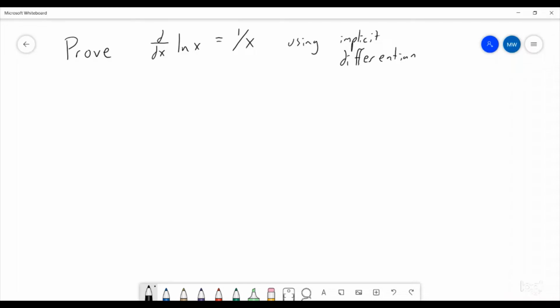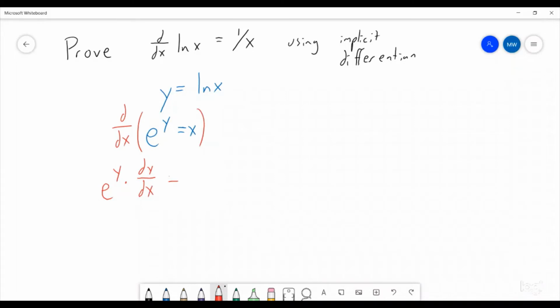So we're going to set this up very similarly to the last one, where we have y equals natural log of x, which is the same thing as saying that e to the y is equal to x, and then this is something that we can then take the derivative of with respect to x. So the derivative of e to something is e to something times the derivative of that same something, and then the derivative of x is 1, so we put all of that together.